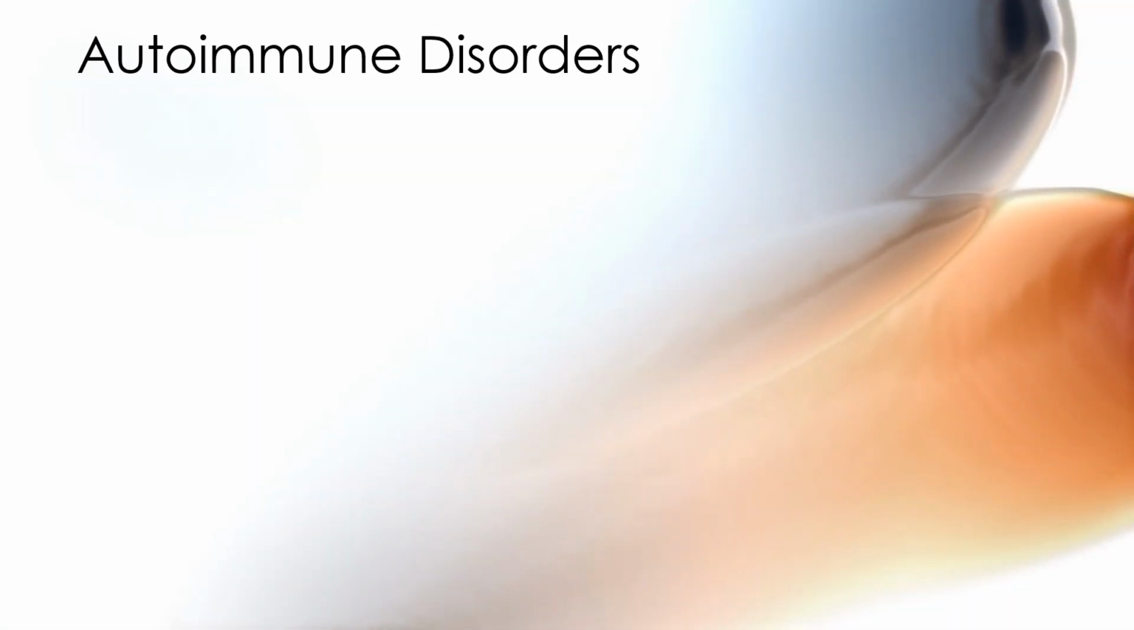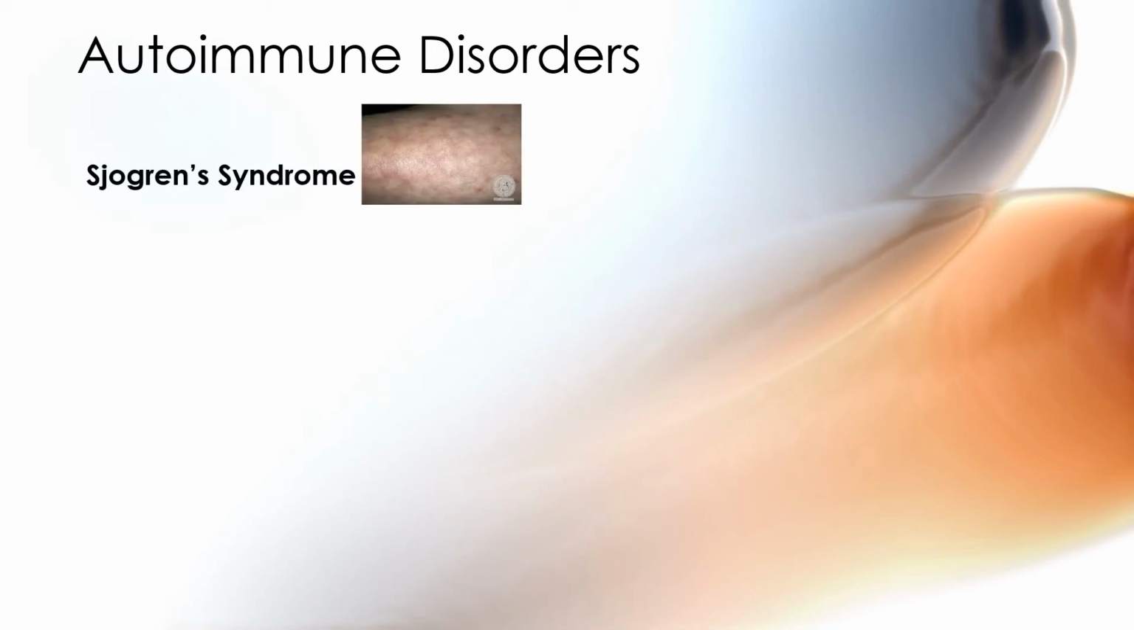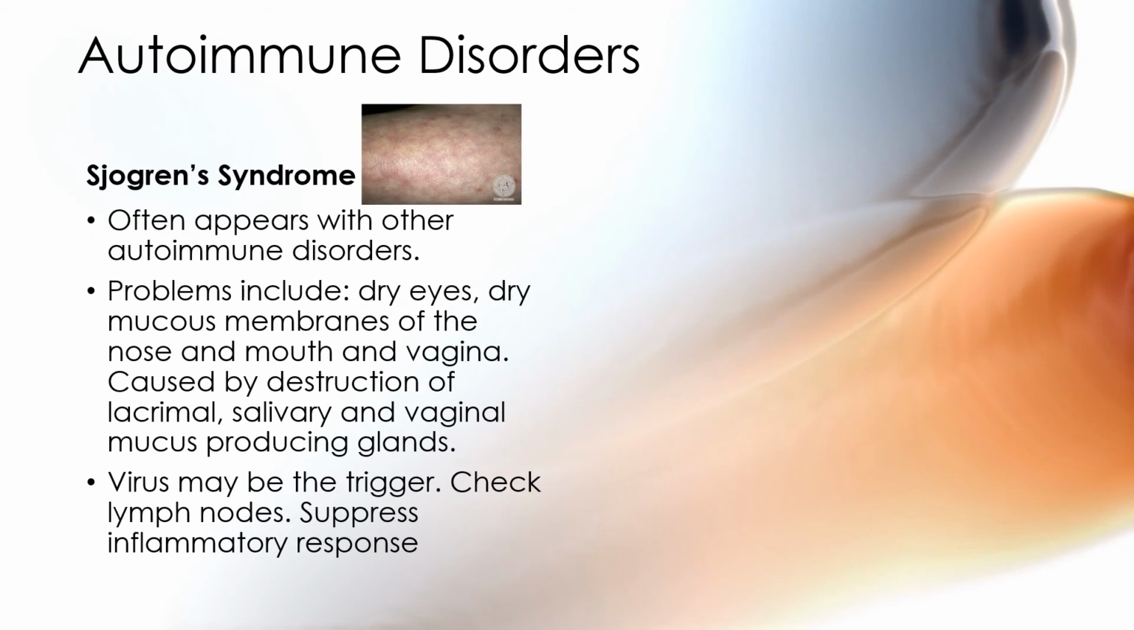Okay, so I'm going to discuss a couple of autoimmune disorders with you. We have Sjogren's syndrome. It often appears with other autoimmune disorders. Problems include dry eyes and dry mucous membranes of the nose, mouth, and vagina, caused by destruction of lacrimal, salivary, and vaginal mucus-producing glands. A virus may be the trigger. You want to check the lymph nodes and suppress the inflammatory response.